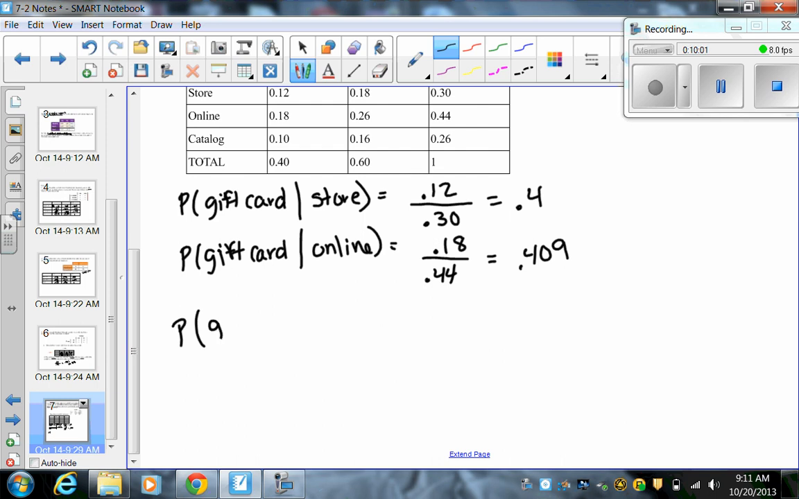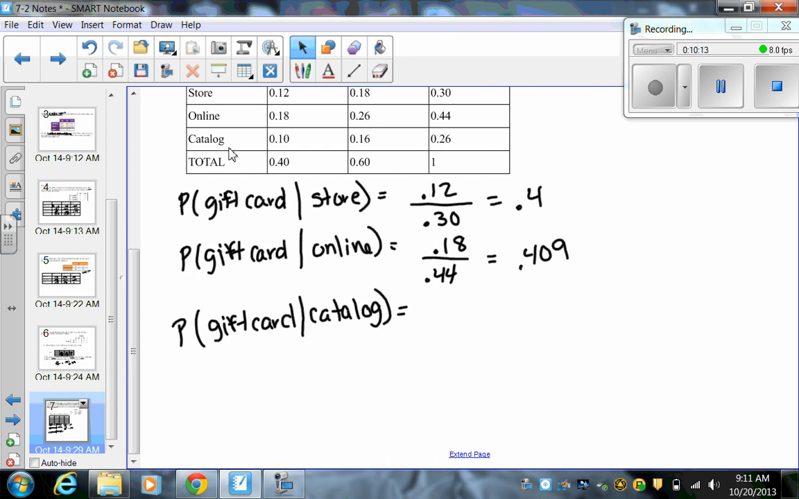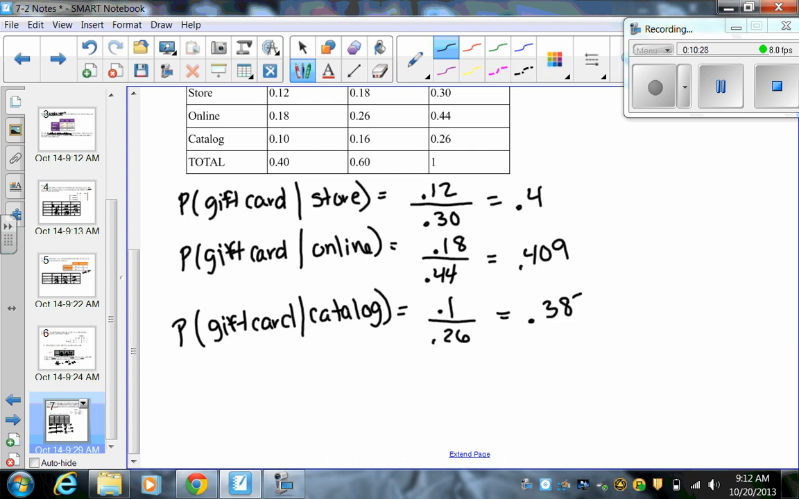One last one. What is the probability that I use a gift card given that I use the catalog? So now I'm restricted to this row. My bottom number is 0.26 and the gift card number is 0.1, which would come out to be 0.385.